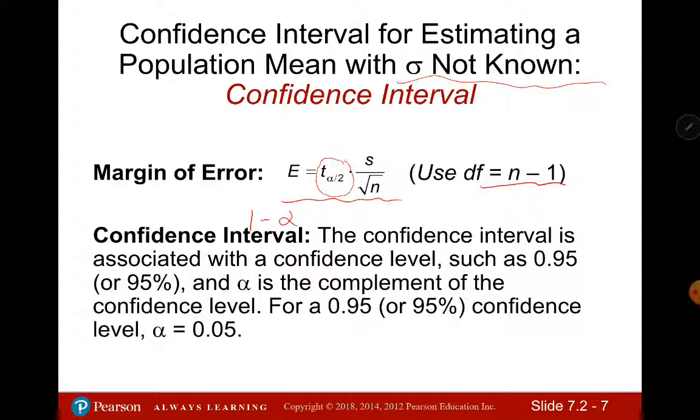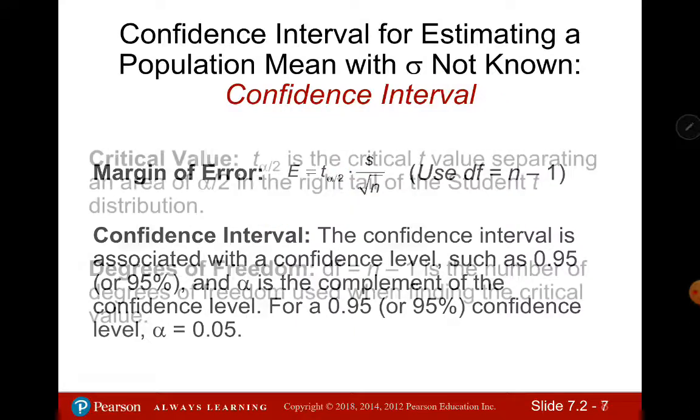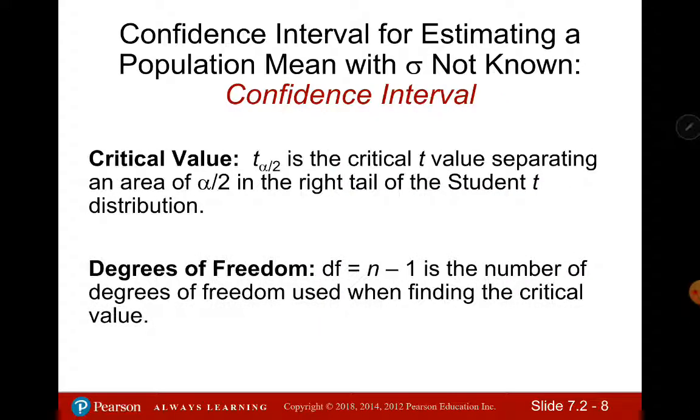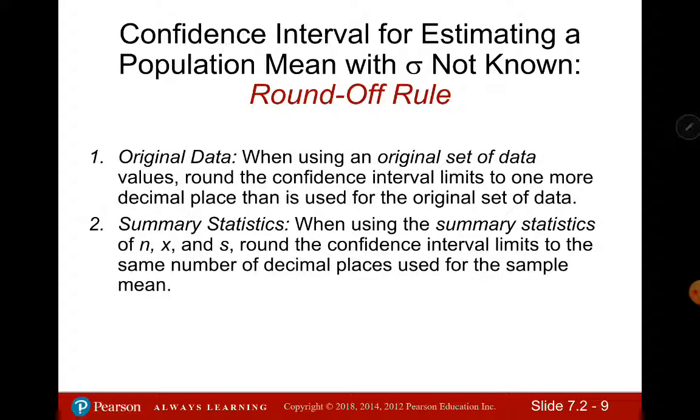Remember, when we check the z-table, we do not use anything about degrees of freedom. But for the t-table, we must check degrees of freedom. So for the critical value t, make sure you understand it's still sub half alpha, not alpha. And another important value we need to check is n minus 1. The round-off rule is 1 more decimal place than the original data.